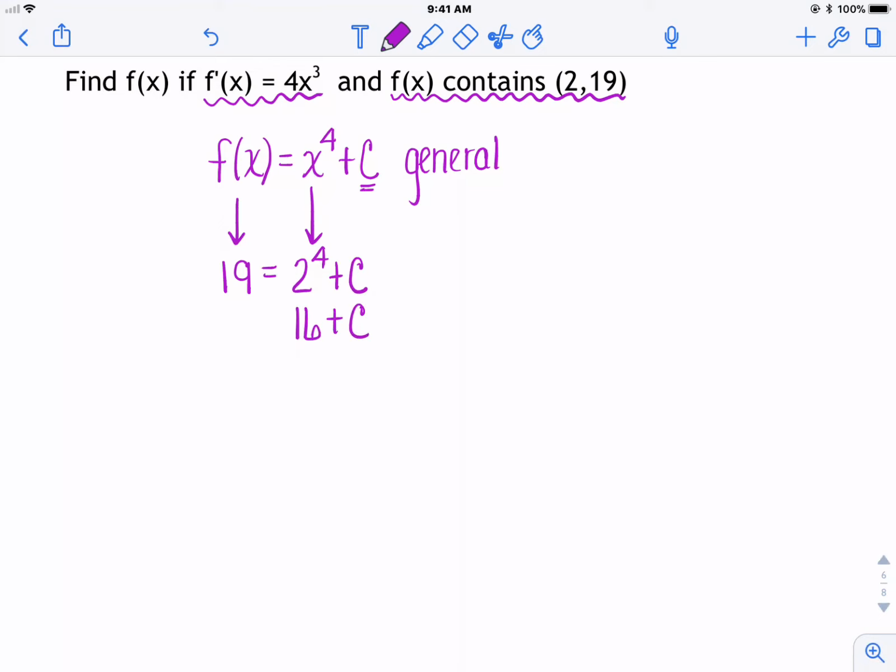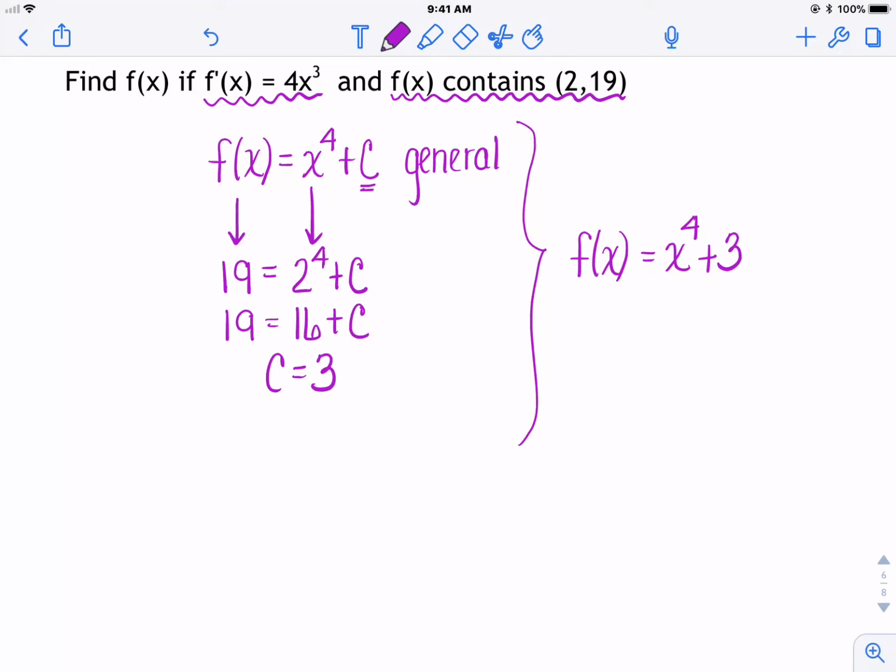So 2 to the fourth being 16, that constant has to be a 3. So the most specific function, in other words, the exact antiderivative, not a general one, a specific one, is x to the fourth plus 3, so that it contains that ordered pair, but also is the antiderivative to the situation.